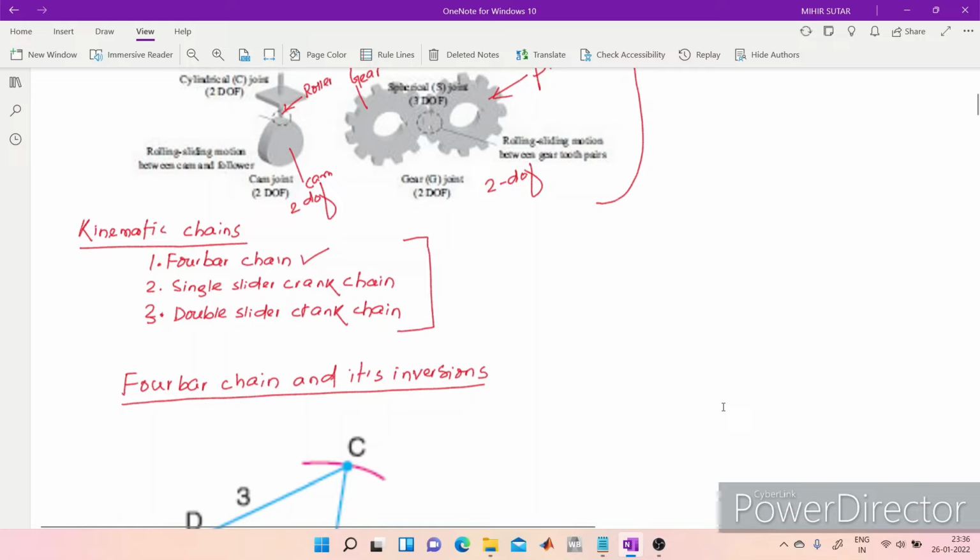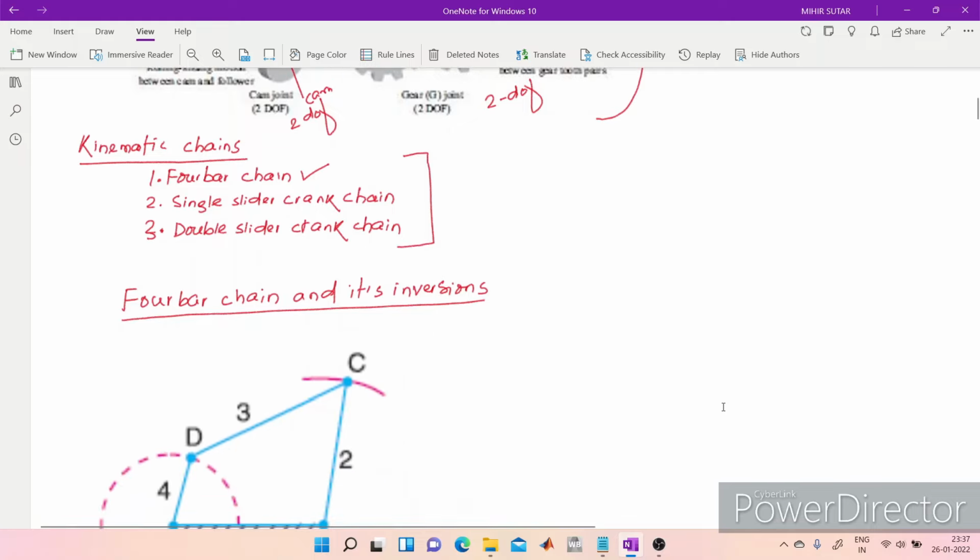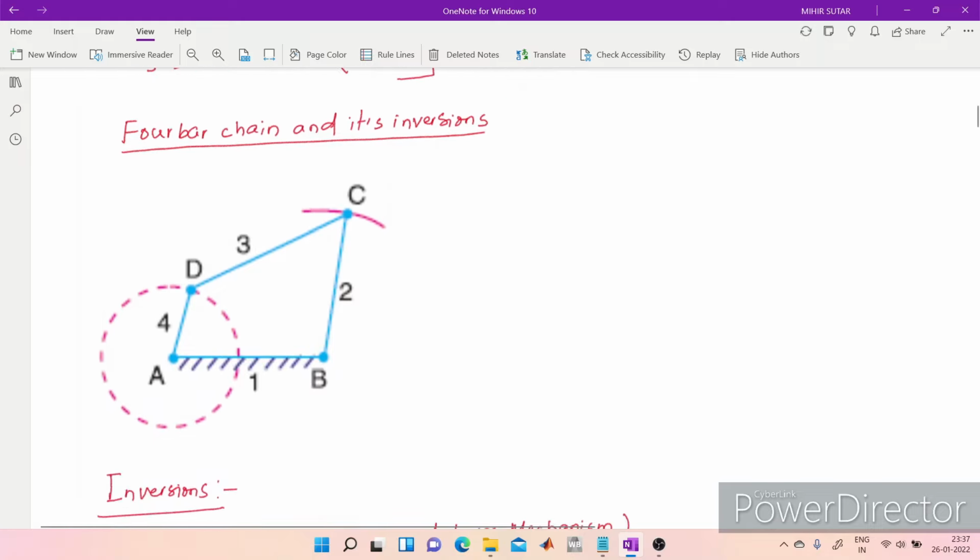So proceeding further, as I told you, 3 kinematic chains are possible. One is the 4-bar chain, single slider crank chain, and double slider crank chain. In this class we will discuss what are the possible inversions of these kinematic chains. So the 4-bar chain, with this we have already discussed.